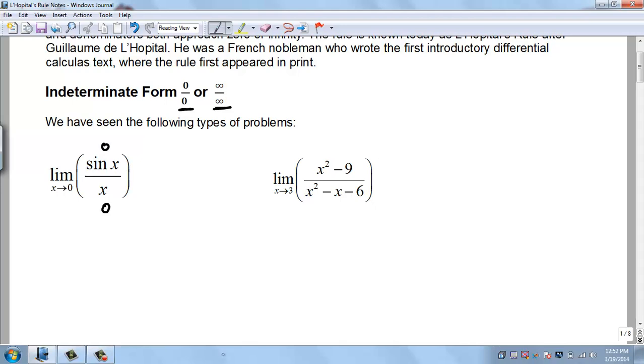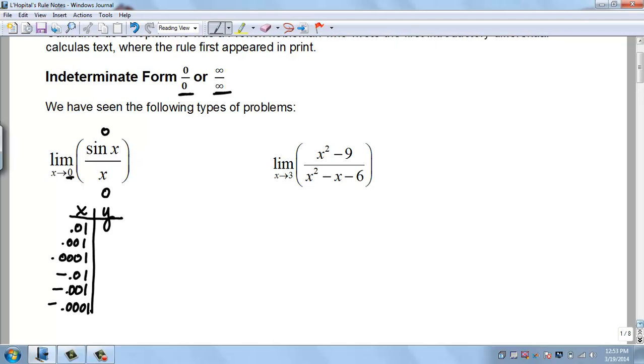When it's like this, we had to do something to find the limit. In this case, because we had nothing else to do, we used to graph it and look at a table. We'd approach the number really close, so we'd do 0.01, 0.001, 0.0001, or go the negative way, negative 0.0001, and then we'd see what this was approaching. That's how we first learned limits. What is your y approaching when you are getting very, very close to 0?